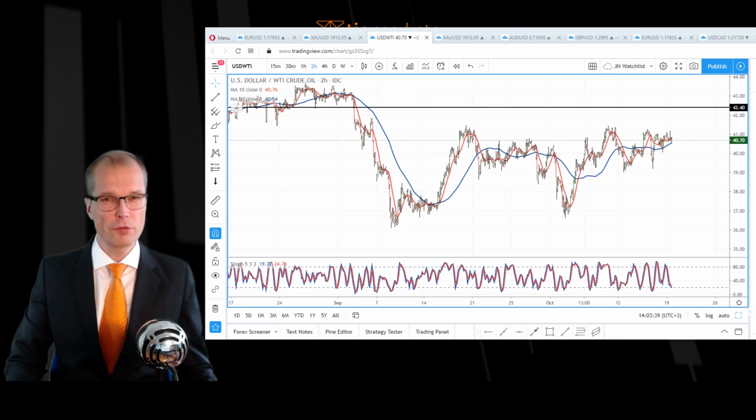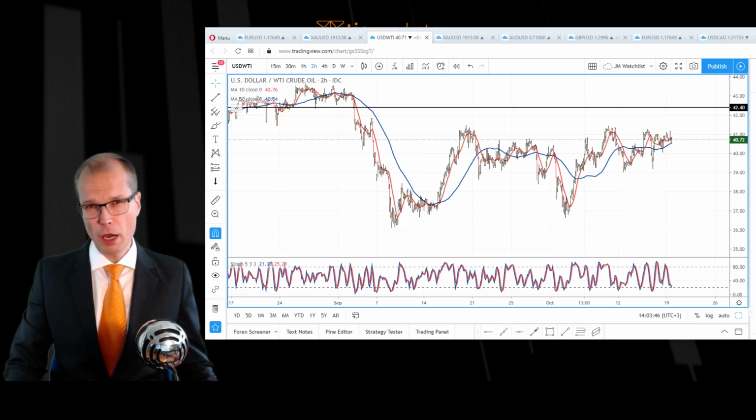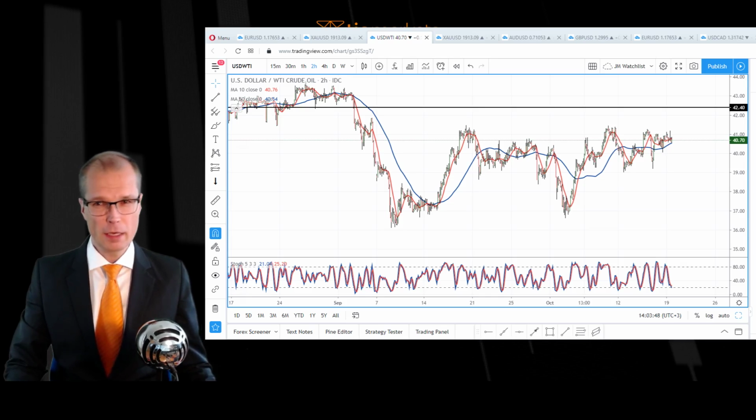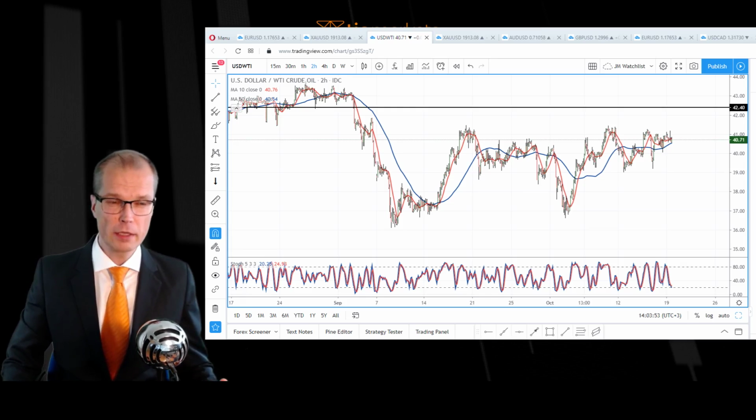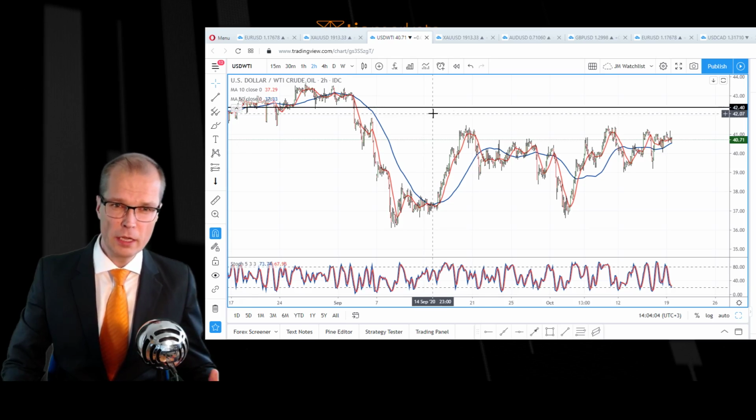Okay, here we have crude oil CFD chart, US oil chart really, in 2 hour time frame. And I have squeezed the chart a little bit so that you can see one key level that has an impact on what's been going on with this market lately. And this level is 42.40. It's here in black, and this basically is a support level that was put in place in December 2018.